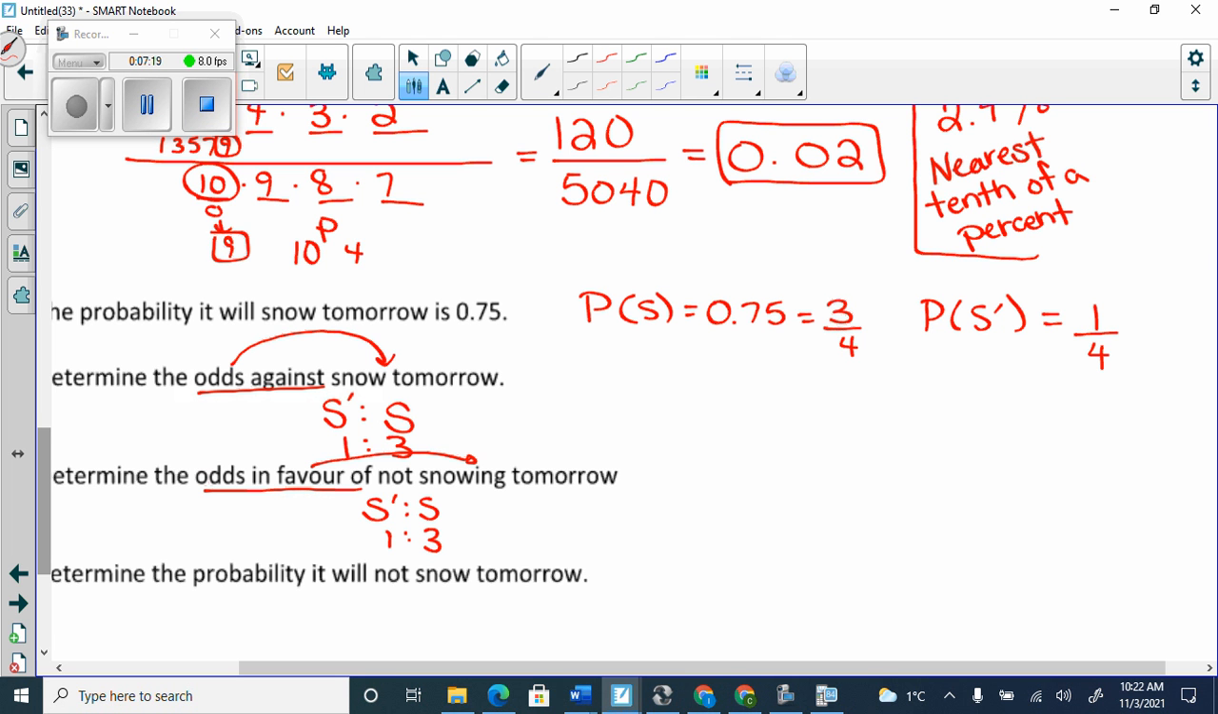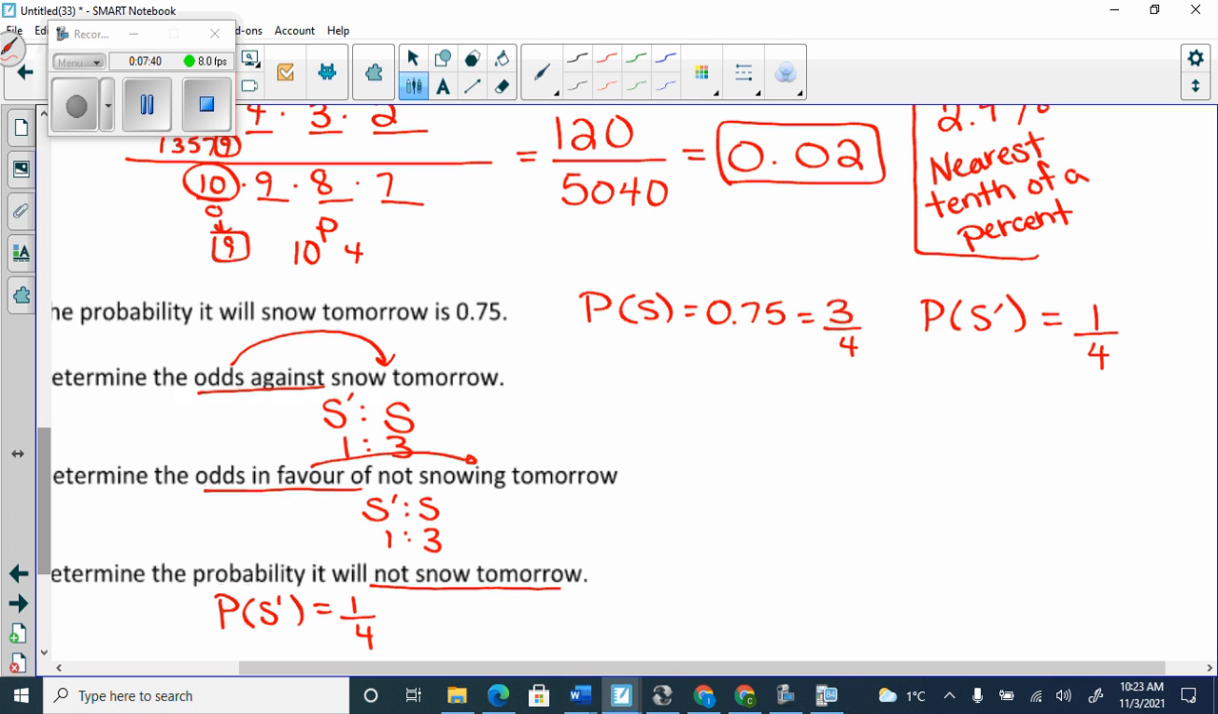1 to 3. Here, determine the probability it will not snow. Wow, look at me, I already found that. Probability of not snow is going to be 1/4, because complements should add, probability should add up to 1. Okay? All right.